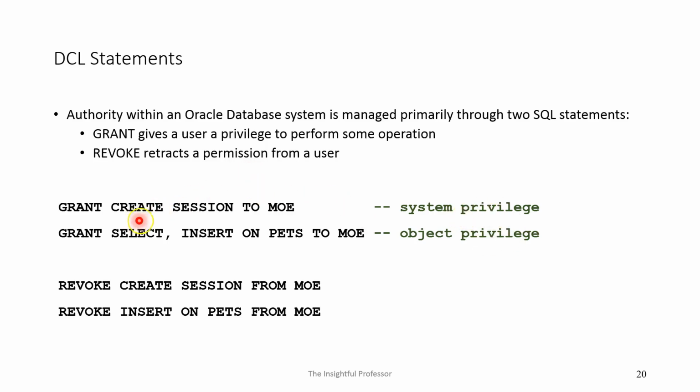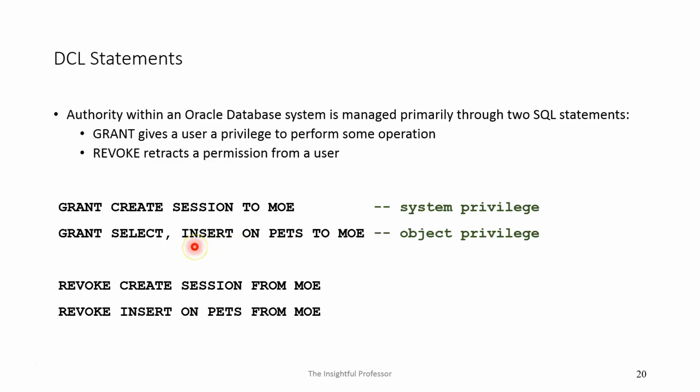And here's an example where we're giving the create session privilege to Mo. This gives Mo the authorization to connect to the database, to log in, to create a session. We also have what are called object privileges. The objects could be things like tables. We previously created the pets table, and here what we're doing is giving the ability to select rows from the pets table or insert new rows into the pets table to a user named Mo.